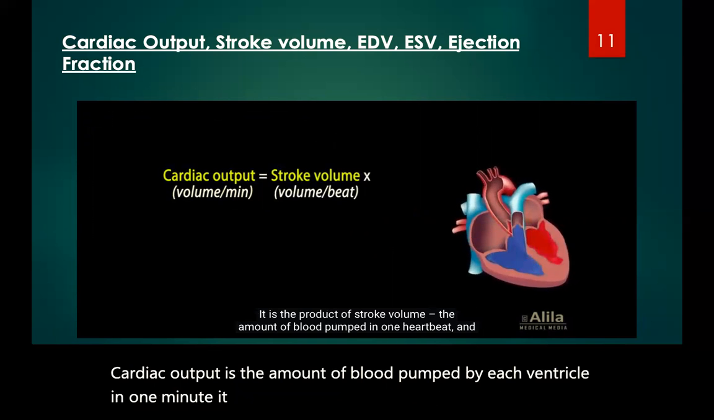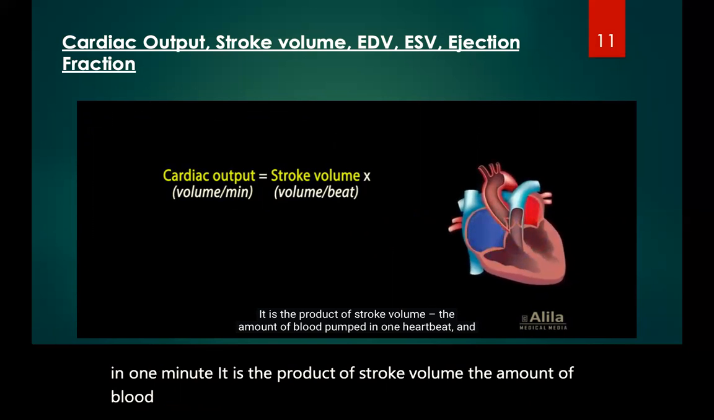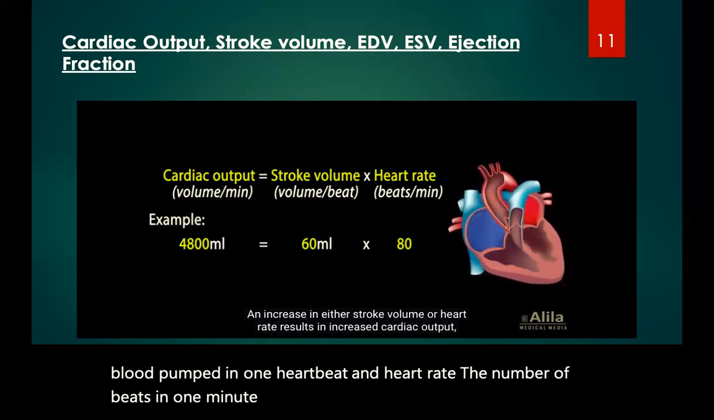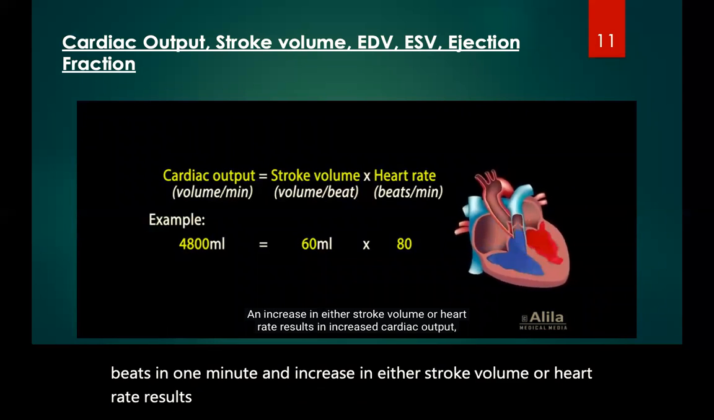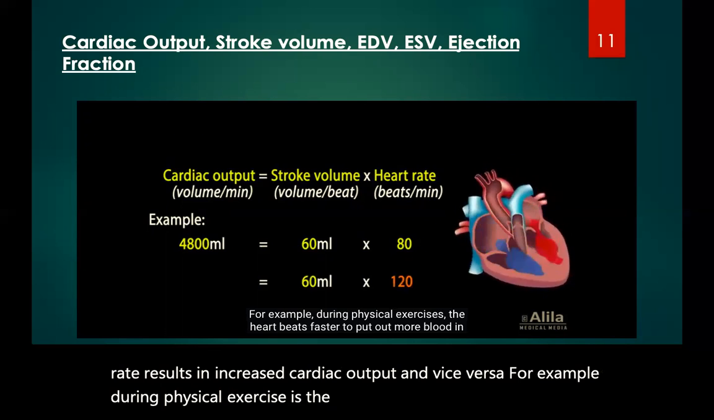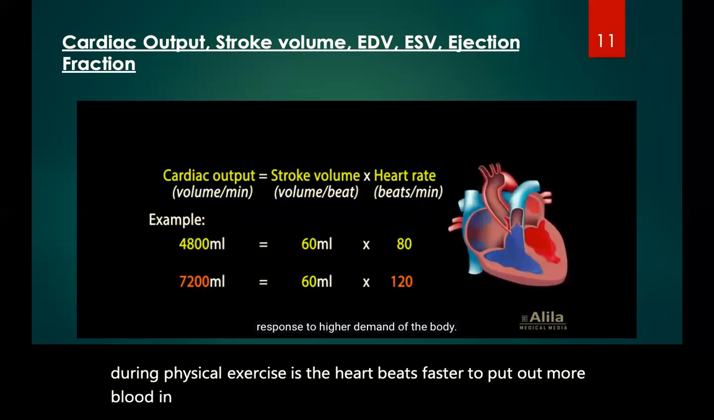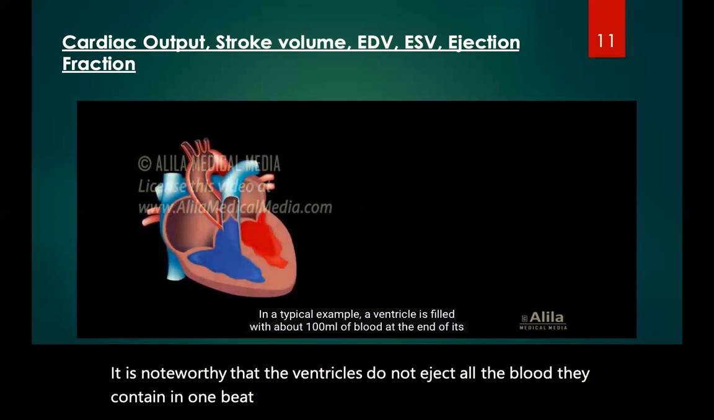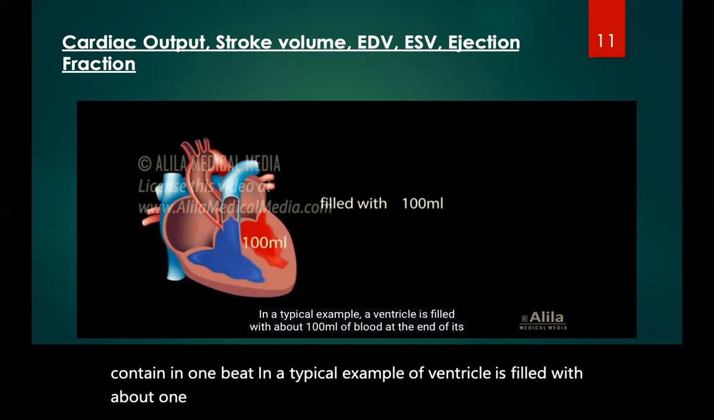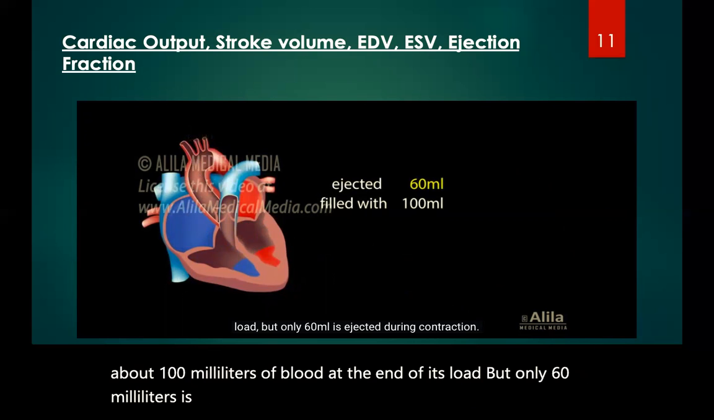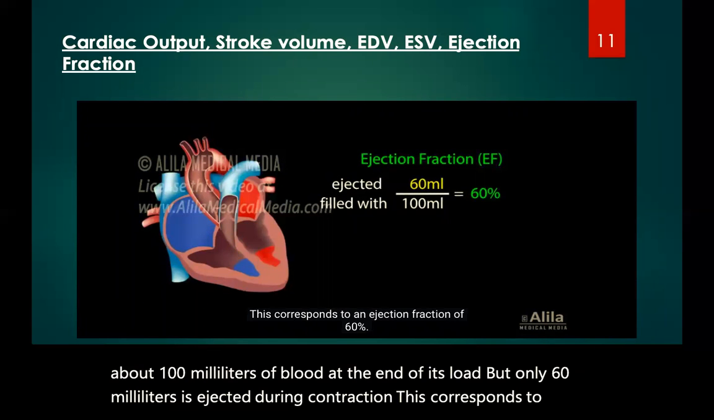Cardiac output is the amount of blood pumped by each ventricle in 1 minute. It is the product of stroke volume, the amount of blood pumped in one heartbeat, and heart rate, the number of beats in 1 minute. An increase in either stroke volume or heart rate results in increased cardiac output, and vice versa. For example, during physical exercise, the heart beats faster to put out more blood in response to higher demand of the body.